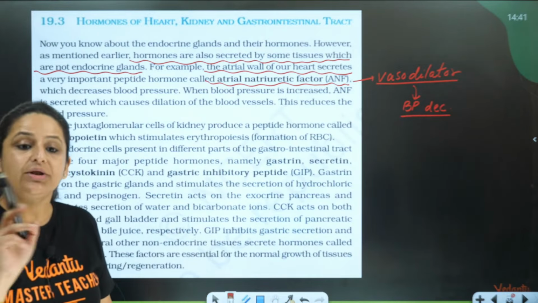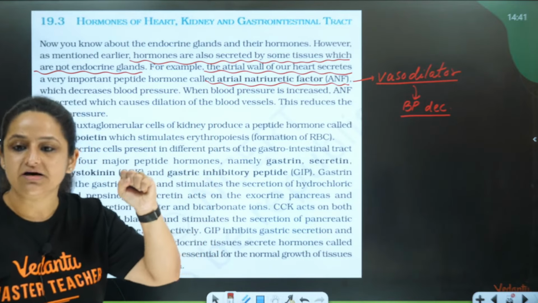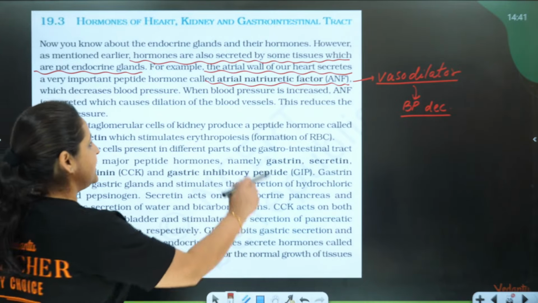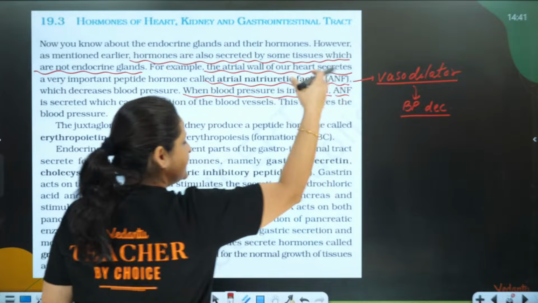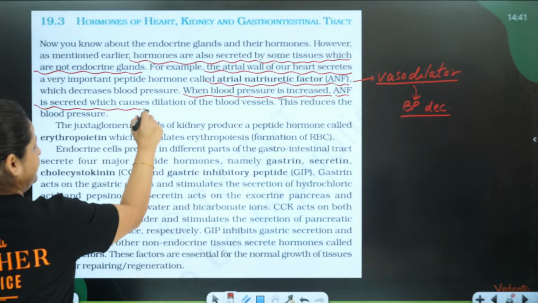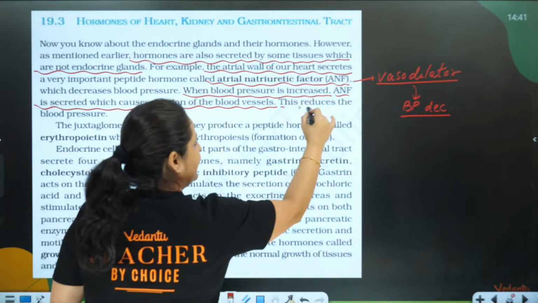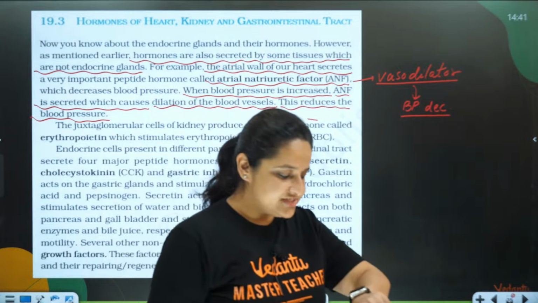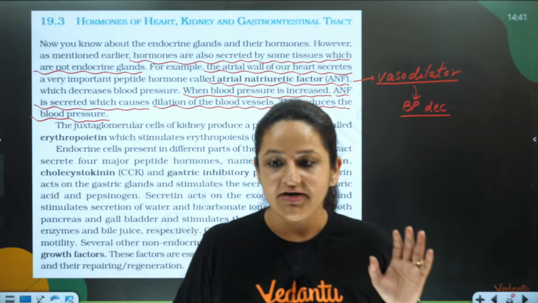Whenever, due to the RAS mechanism, remember under kidneys we studied there is a mechanism called the RAS mechanism to increase the blood pressure. When the blood pressure of the body is increased to a higher amount because of the RAS mechanism, ANF is secreted. It causes dilation of the blood vessels because it is a vasodilator, and as a result this reduces the blood pressure. I hope this part is clear to everyone.